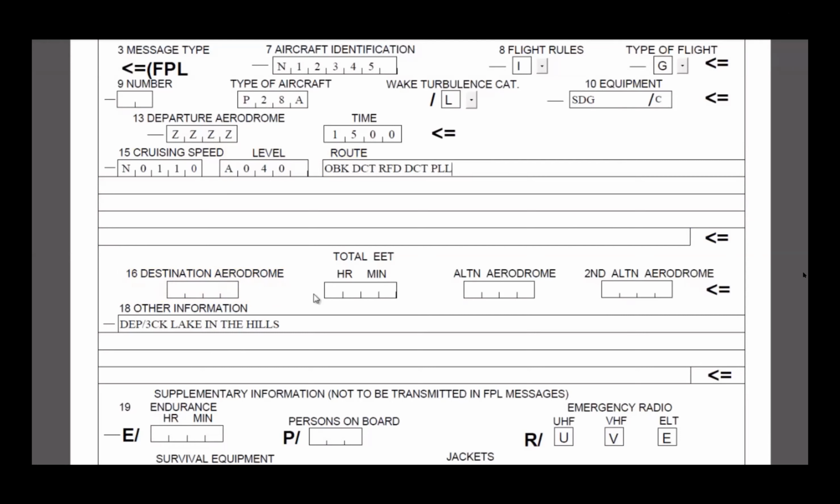So before we used our departure airport, and this one would be destination. We're just going to put Cedar Rapids in here, for example. That would be our destination airport, Cedar Rapids, with our route of flight being OBK to Rockford to Polo, and then there.